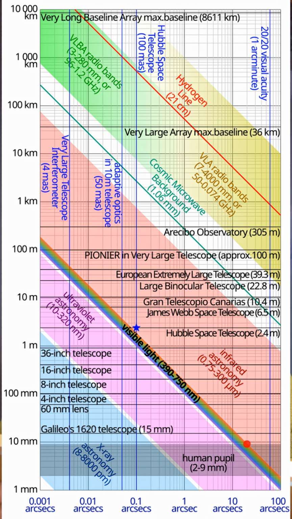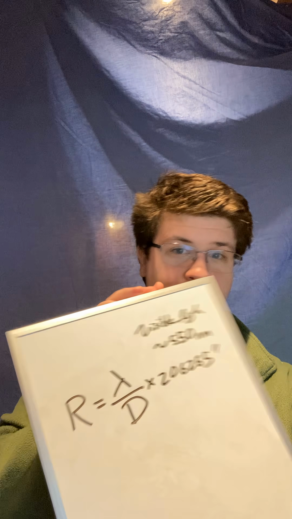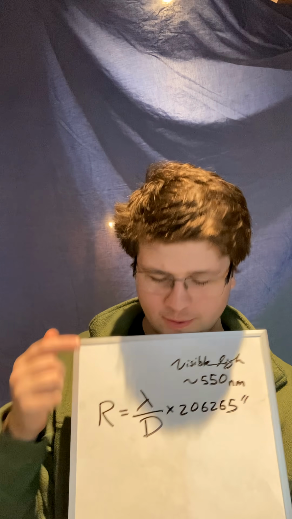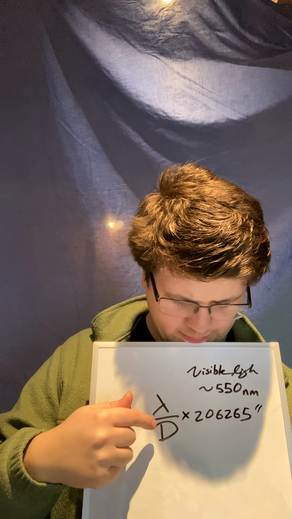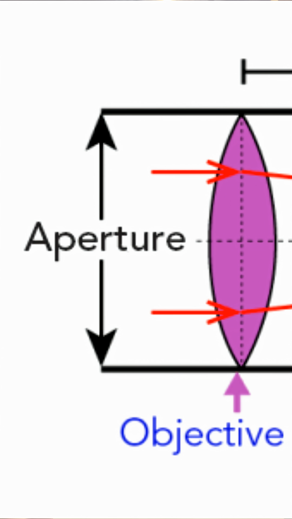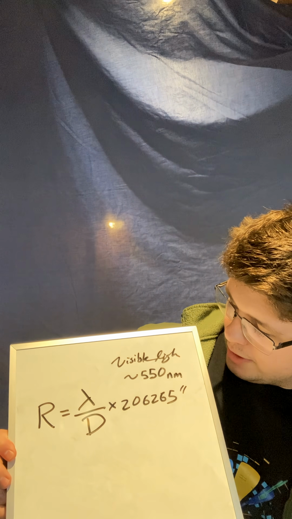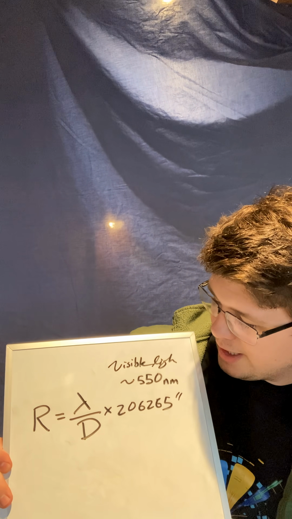Well, we can calculate our angular resolution using this formula here. So R is equal to lambda over D, and then this factor here converts this into arc seconds. So lambda is our wavelength, and D is the diameter of our telescope, or I believe that's the aperture of the telescope.